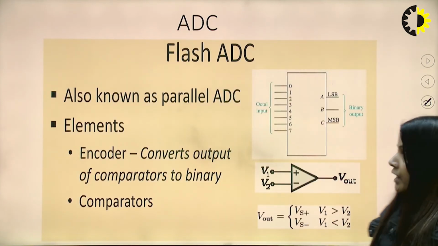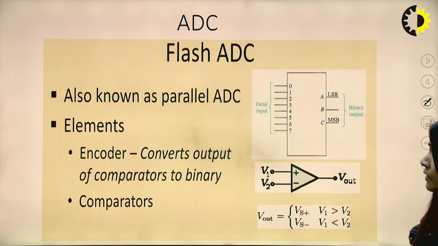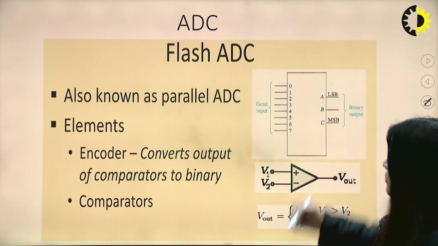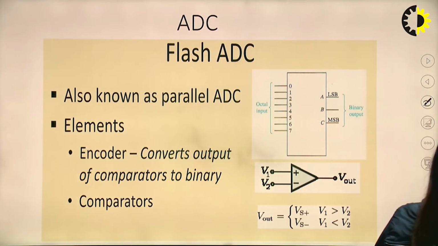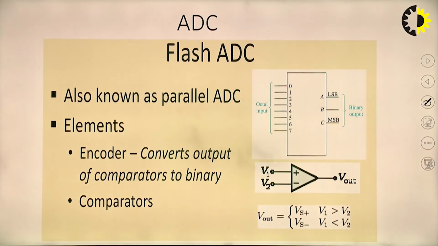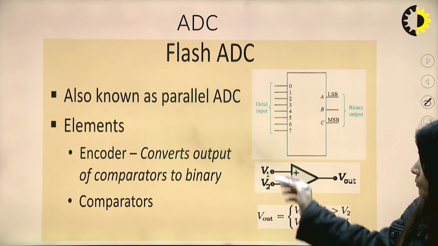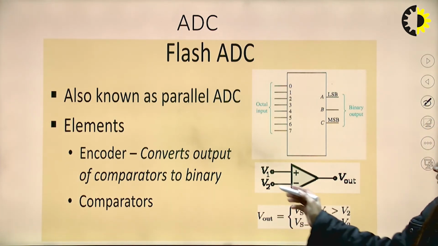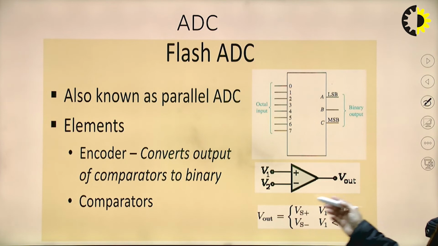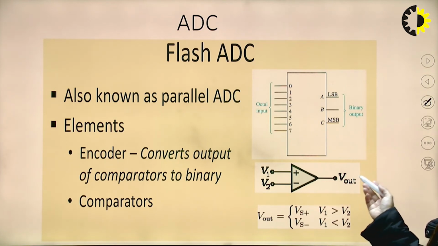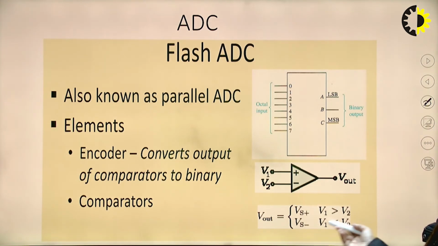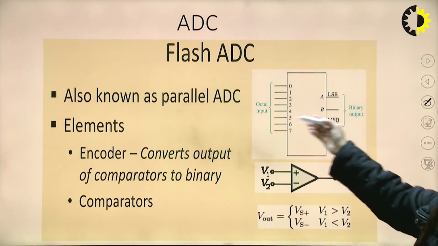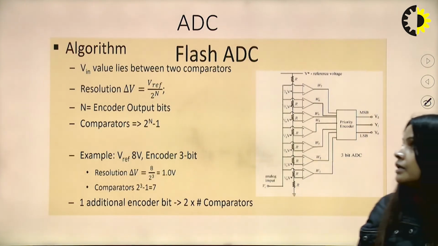Now coming to the flash ADC, it is a simple analog to digital type of converter where we are giving an octal input, and all the comparators are there. An encoder is there that converts the output of the comparators to binary, following the simple rule that Vout is obtained by comparing V1 and V2. Vout is high when V1 is greater than V2, and low when V1 is less than V2, and accordingly the octal input can be converted to its binary data.